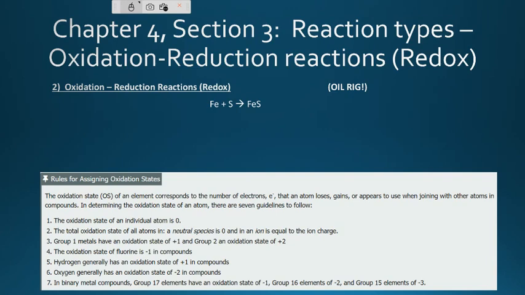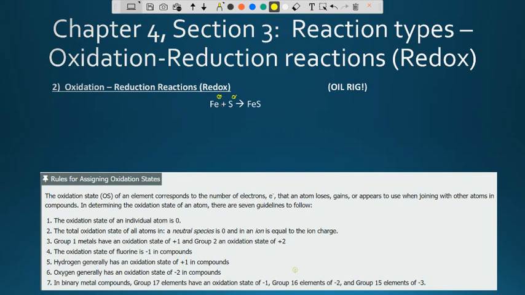So if you look through the rules here, we have an oxidation state of something that's just by itself. For example, my iron or my sulfur, that would have an overall charge of 0. Okay, so they are neutral, and so there's a 0 charge on both of these. But when we get together and form a compound between the two, there's got to be some things going on.